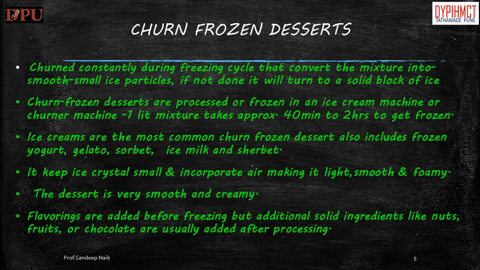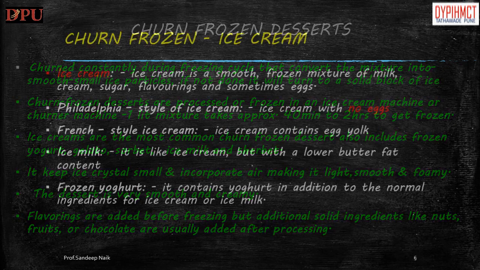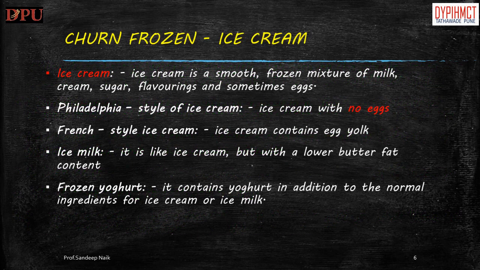Churn frozen desserts are processed or frozen in an ice cream machine or churner machine. A 0.1 liter mixture takes approximately 40 minutes to 2 hours to get frozen. Ice creams are the most common. Churn frozen dessert also includes frozen yogurt, gelato, sorbet, ice milk and sherbet. Types of churn frozen desserts.